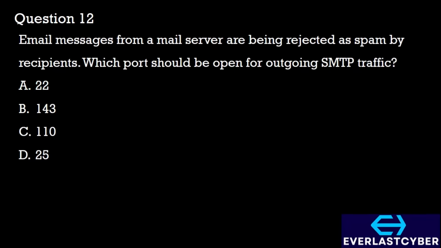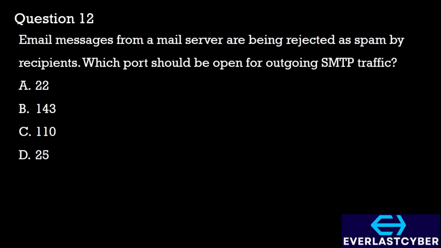Question 12. Email messages from a mail server are being rejected as spam by recipients. Which ports should be open for outgoing SMTP traffic? A. 22. B. 143. C. 110. D. 25. Port 22 is used by SSH for secure remote access, but it is not related to SMTP.